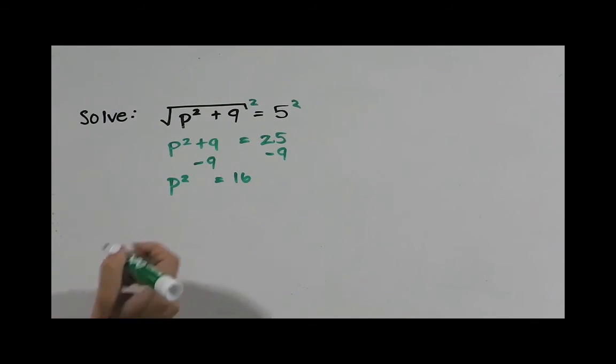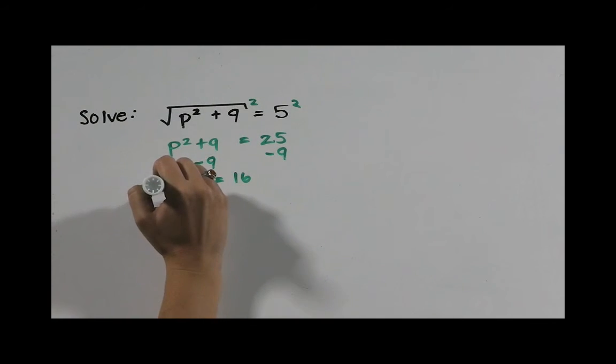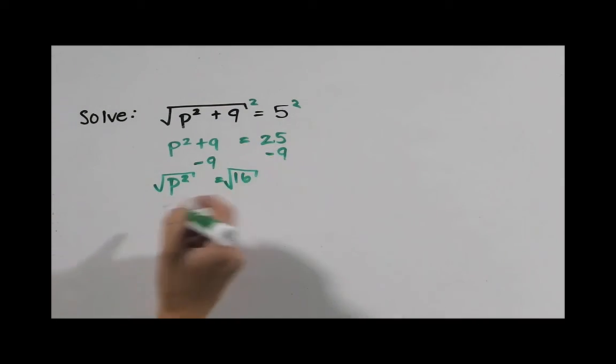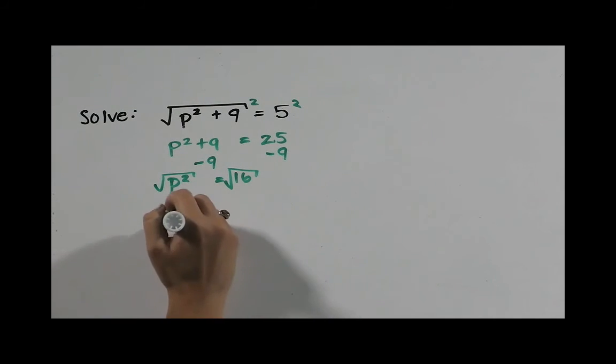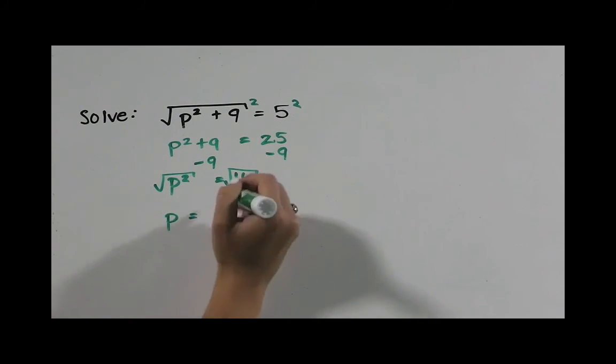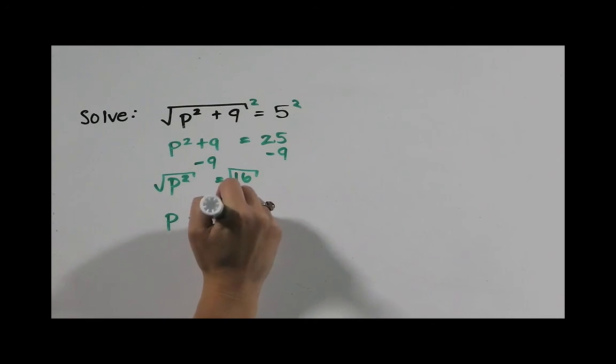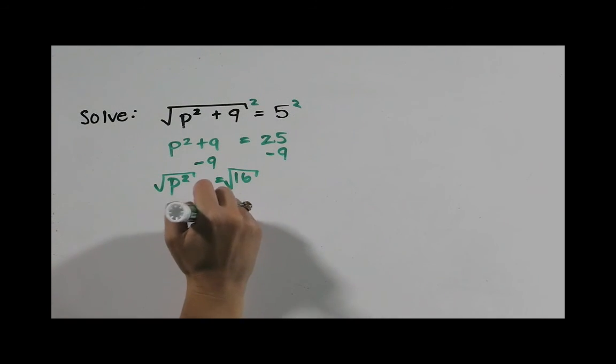So, from this point, if we take the square root of both sides, well, we can certainly do that because we're just taking the square root of one thing at a time. We're going to end up with p equals the square root of 16, which is 4 or negative 4.